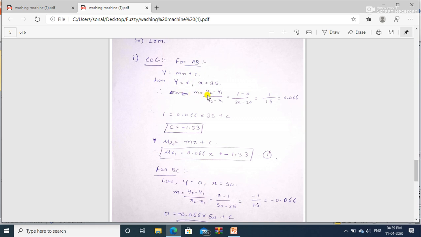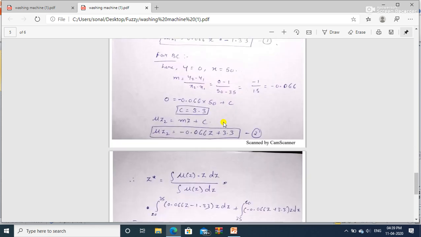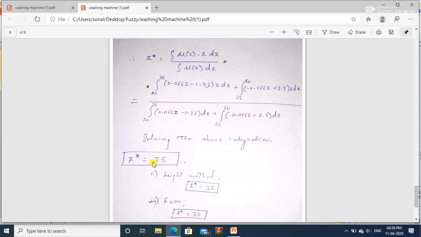So this is nothing but the slope, (y2 - y1) divided by (x2 - x1). By solving all this using the center of gravity method and then inserting this into this formula, integrating it with the limits, we get z star. That z star is nothing but the defuzzified value, 35 minutes.